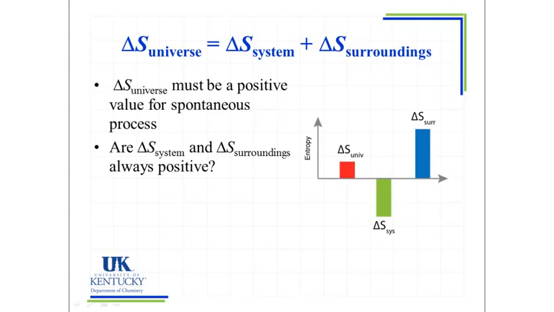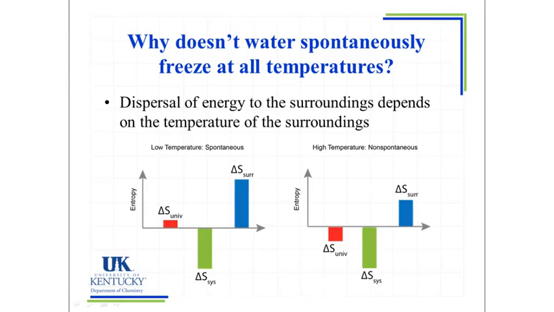When we look at the values of delta S of the system and delta S of the surroundings, we see that we can have both values as positive numbers, both values as negative numbers, or one value that's positive and one value that's negative. It's the balance and the signs of these numbers that determine whether or not a process is spontaneous. Let's look at an example where the process is not always spontaneous. Looking at the freezing of water, we know that at lower temperatures, this happens spontaneously. At higher temperatures, it is a non-spontaneous process.